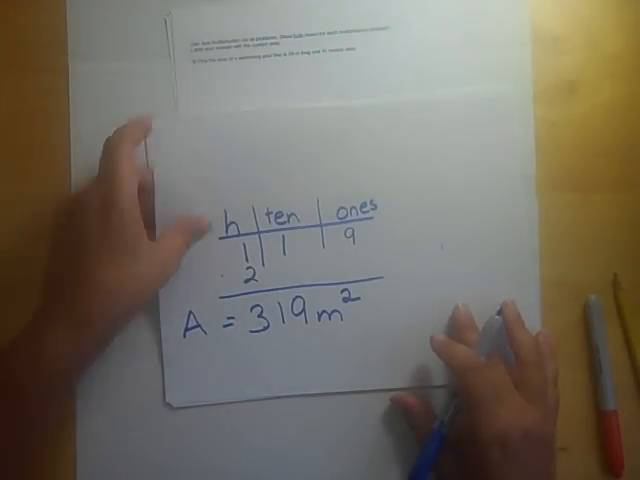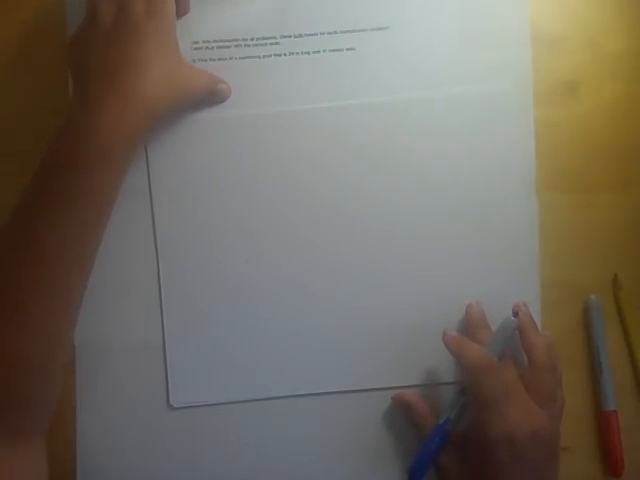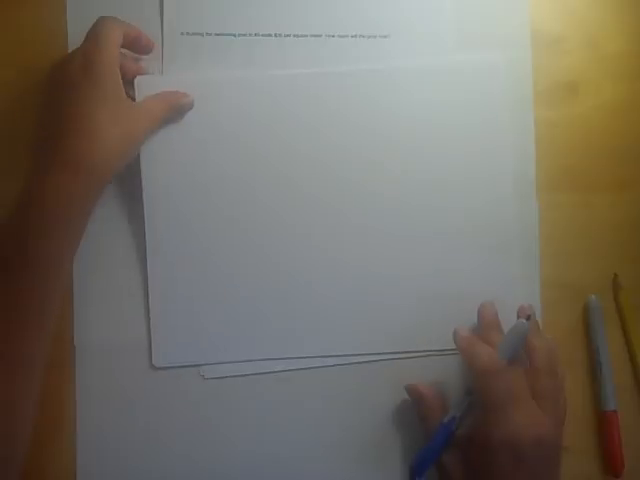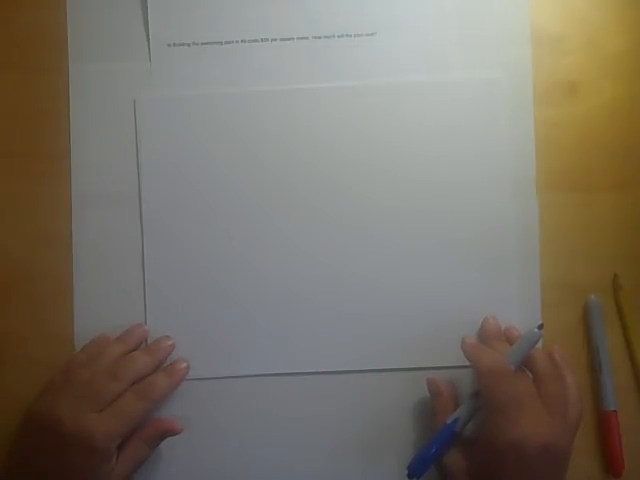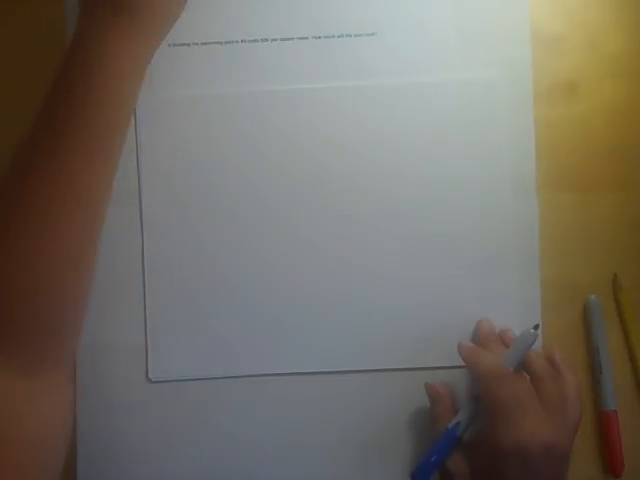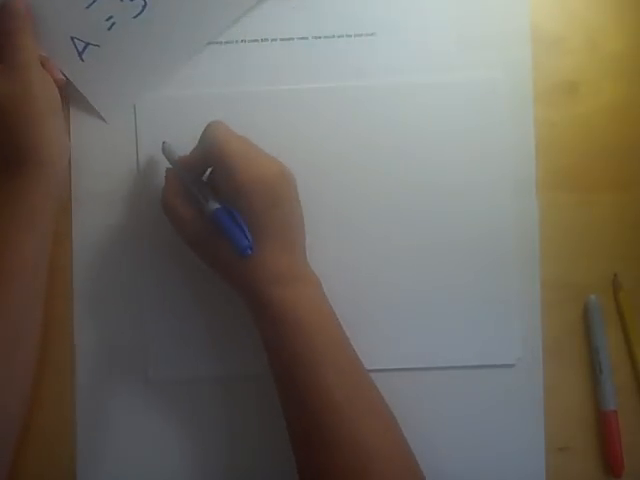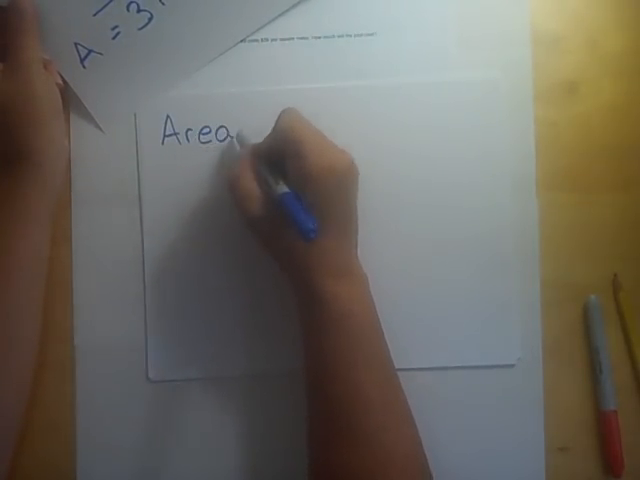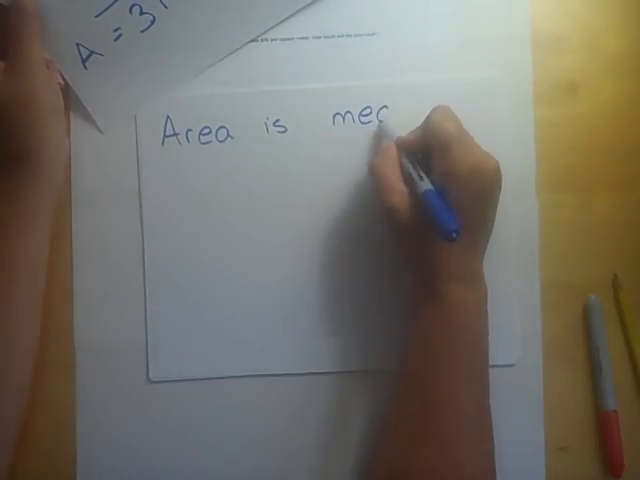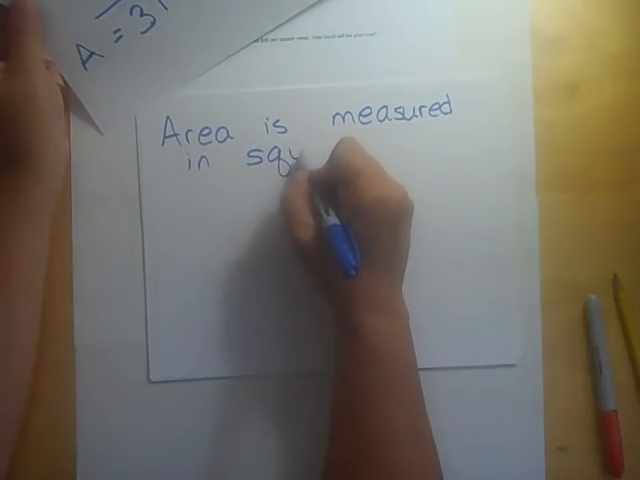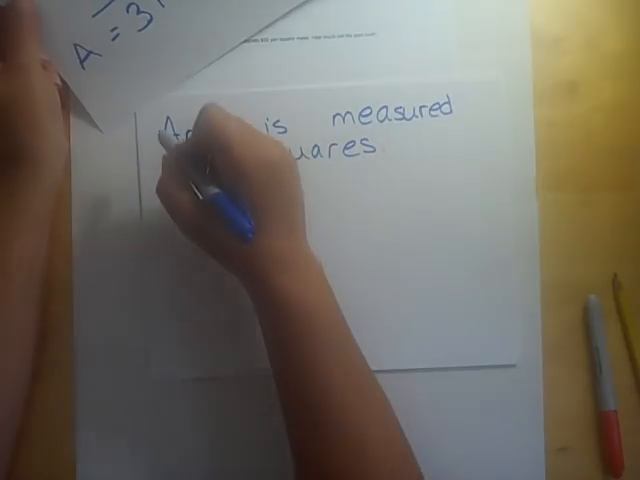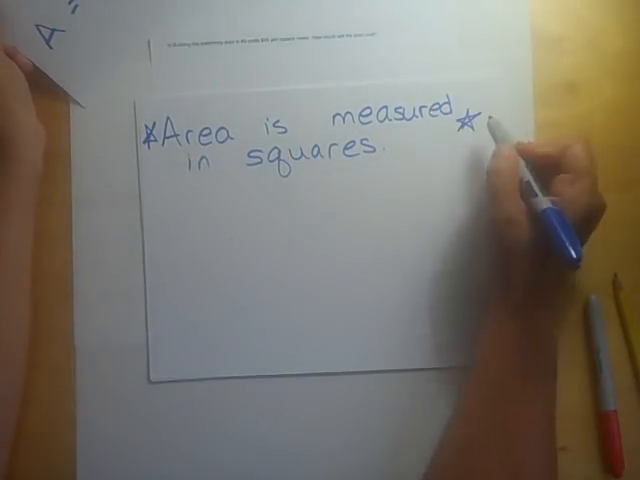So let's look at question number 4. Question number 4 says, building the swimming pool in number 3 costs $35 per square meter. How much will the pool cost? Remember we said our answer was meters squared? So a key point here is that area is measured in squares, literally. That's an important point that I'd like you to get.